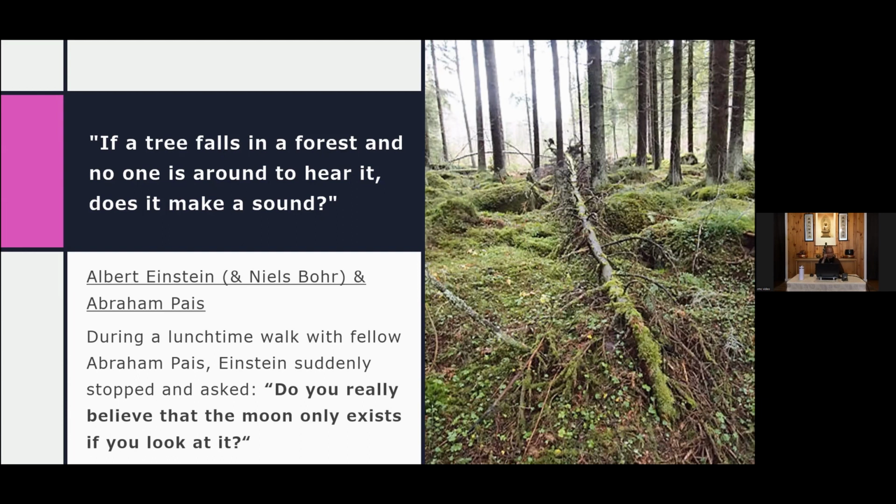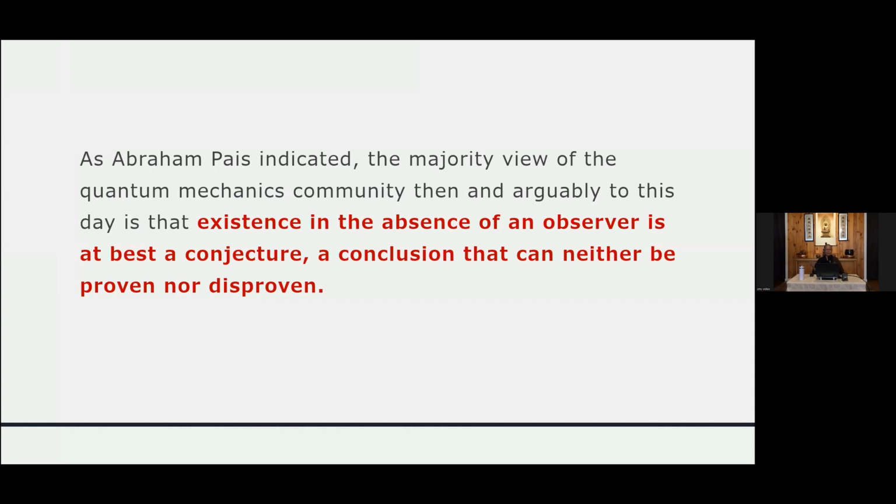This is the same question as Ananda's question. Two aspects, this is the same question. No answer, okay. So Abraham Pais answered, the majority view of the quantum mechanics community at his time, and arguably to this day, to right now, is that existence in the absence of an observer is at best a conjecture. That means a conclusion that can neither be proven nor disproven.